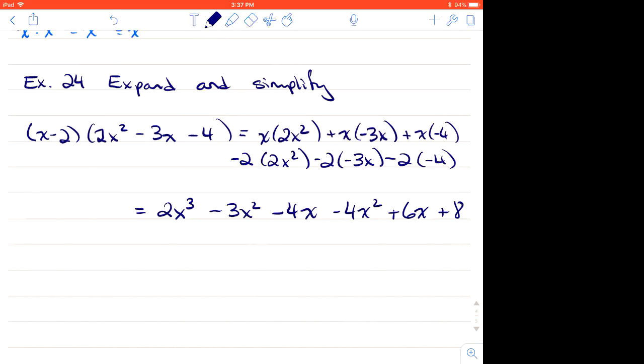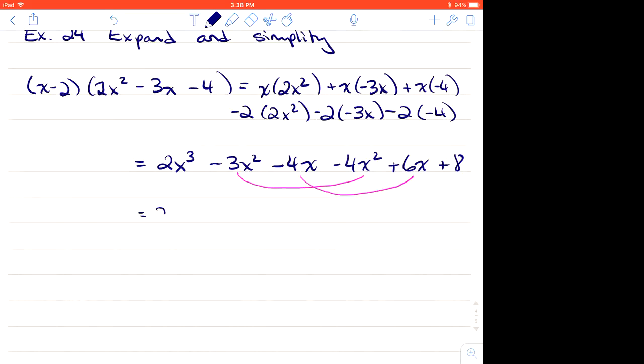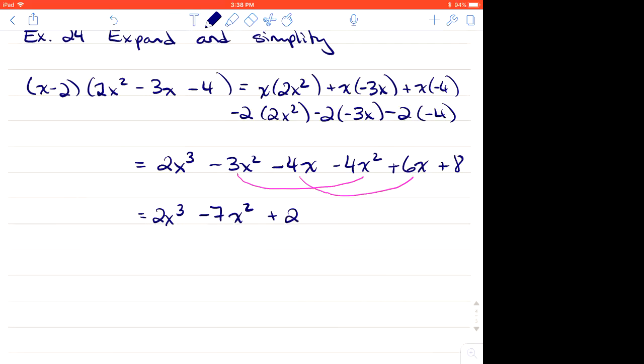Now we can collect like terms, right? So x squareds go with x squareds and x's go with x's. No other like terms, right? So 2x to the 3, and this one we can probably see negative 3x squared minus 4x squared, right? Perfect. Nice work, guys. And then minus 4x plus 6x. Nice. Great.